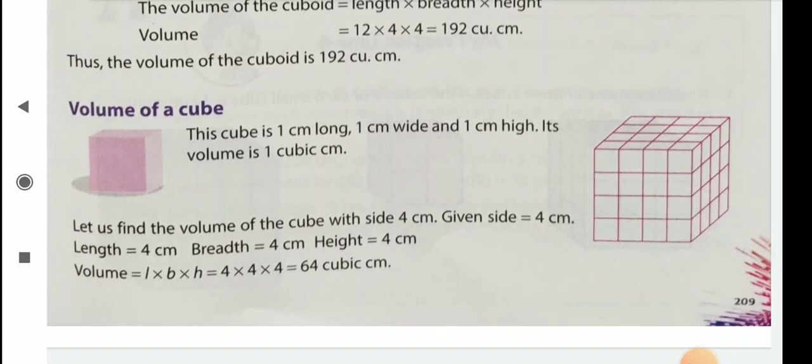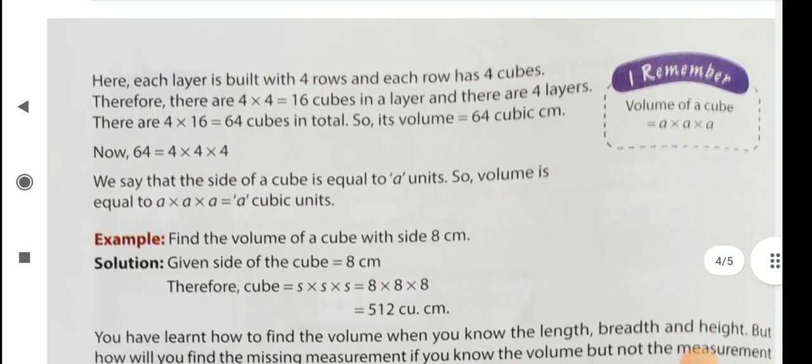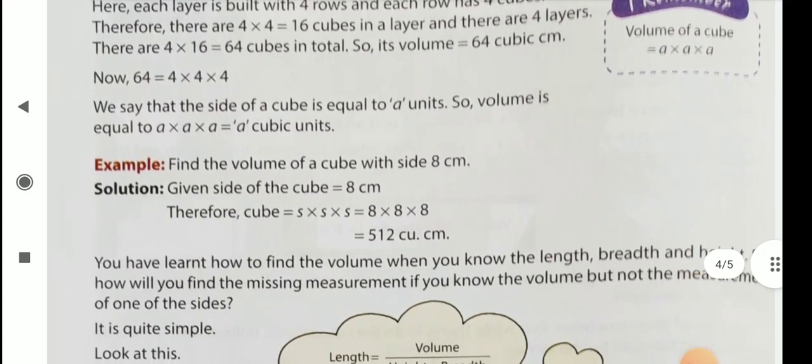Children, you know, cube means all sides are equal. Means length, breadth and height are equal. So, the formula of volume of a cube is, children, side multiply side multiply side. Okay. For example, find the volume of a cube with side 8 centimeter. 8 centimeter means, children, as a cube, all sides are equal. So 8 multiply 8 multiply 8.